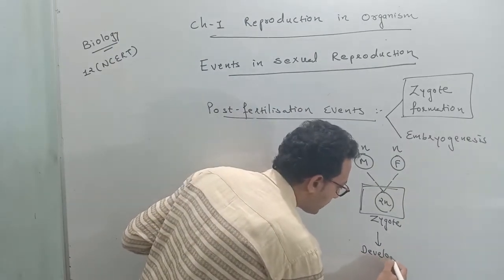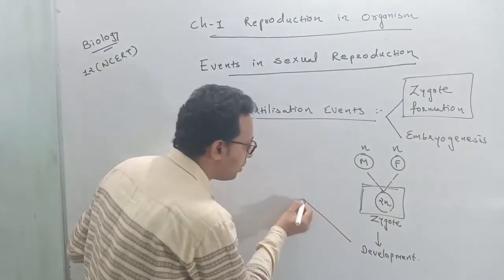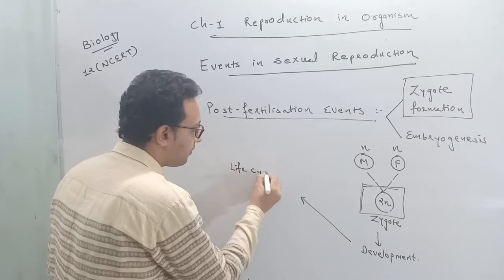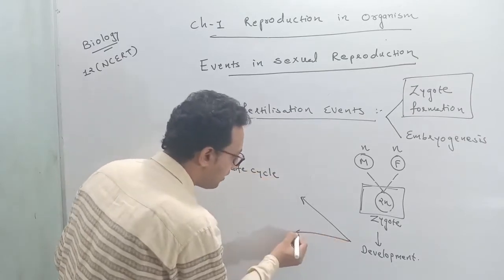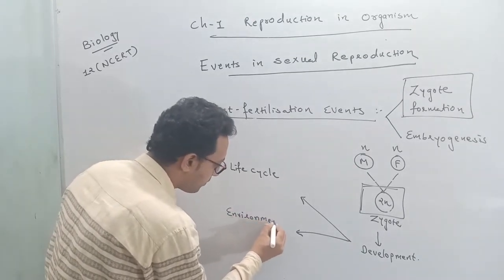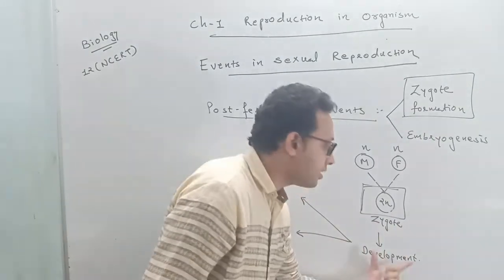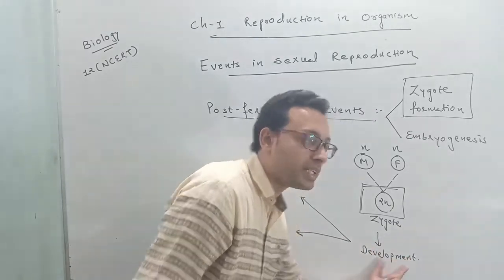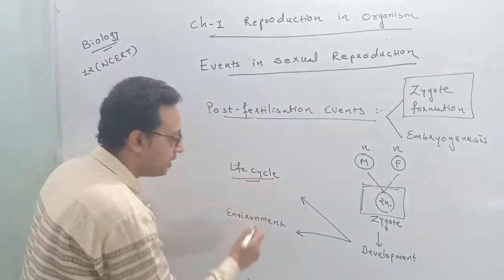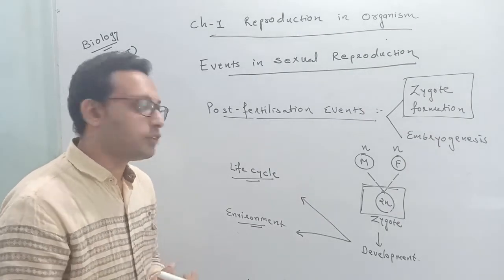This zygote starts to develop. But this further development depends on certain factors. It depends on the life cycle of the organism, and the second factor, the environment to which it is exposed. So, students, once the zygote is formed, the further development of a living organism or the offspring depends on two factors. First, the life cycle of an organism, and the second one is the environment to which they are going to be exposed. Depending on that, the further development takes place.